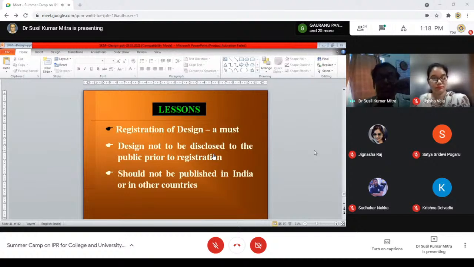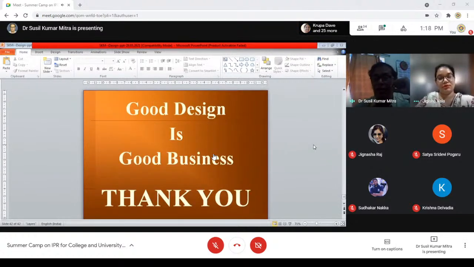The registration of design is a must. Don't forget, first you apply, and then you go to the public for displaying your product, either through an exhibition or anywhere. The design should not be disclosed in public before registration, and it should not be published not only in India but also in other countries, because in the Design Act we are now considering global novelty. So with this, I want to conclude that good design is good business. If you have a good design, you can create market leadership over your competitor, though your products may have the same functional value. Thank you.